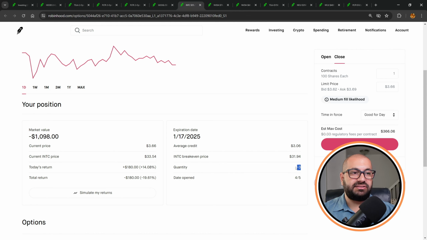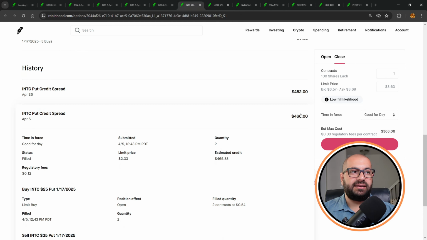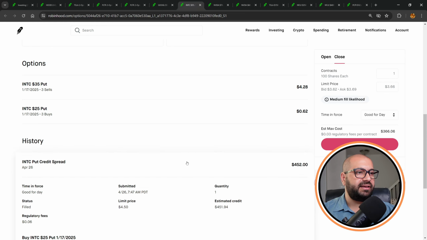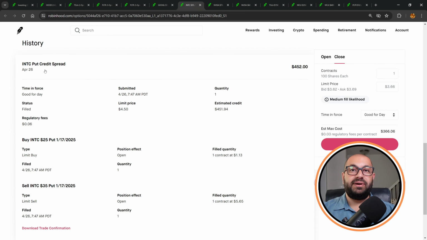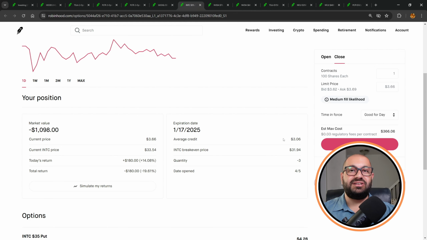As you can see, I have a -3, meaning I have 3 contracts open against me. I opened the first two on April 5th. You can see here all the details for the sell and the buy, the amount that I received and the amount that I paid, and this was the net credit that I received. Since the price of Intel kept dropping and I really wanted to average down, I opened another put credit spread, but I received a much higher credit in this case. I did the same thing: I sold the 35, I bought the 25, but I received a bigger amount, so it resulted in $452 total credit. That took my average credit received to $306 per contract.